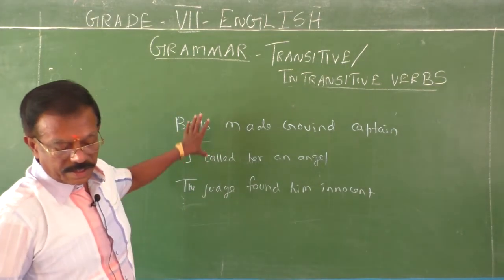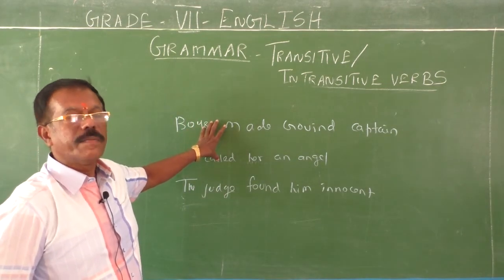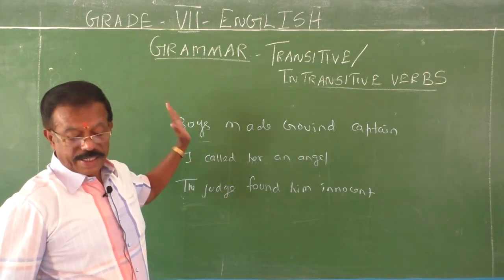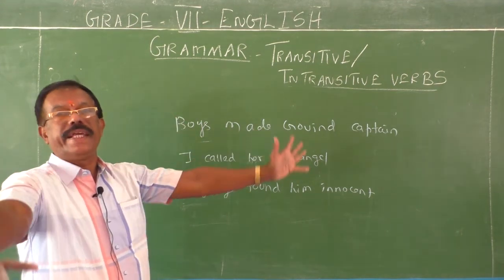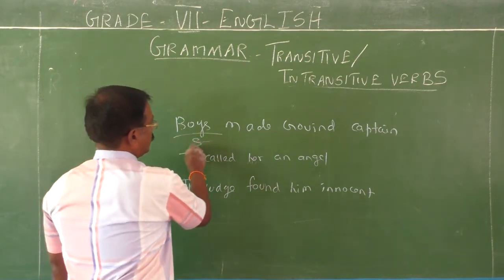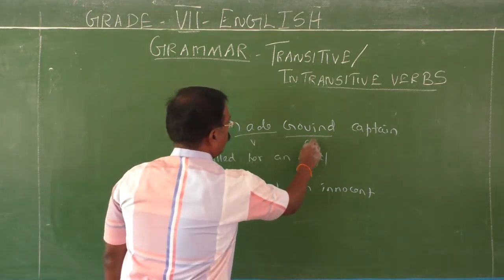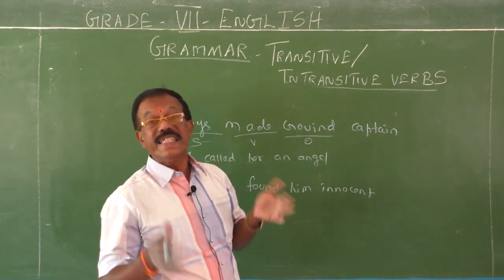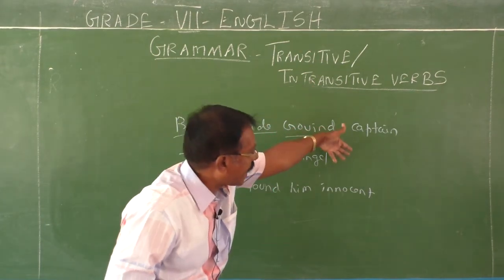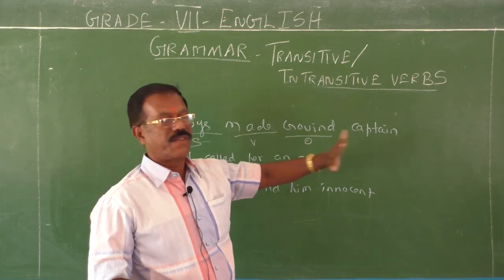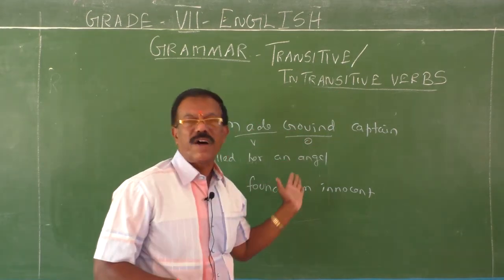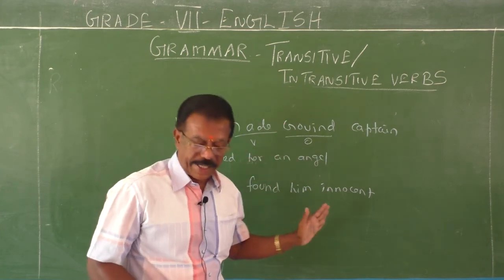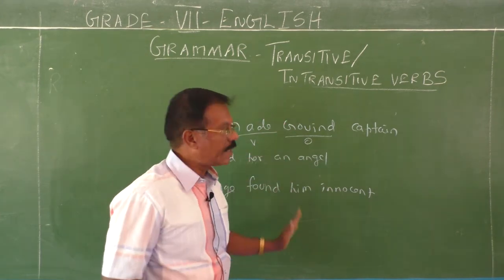They are transitive verbs, but at the same time they require something to complete. Therefore, transitive verbs of incomplete predication. Boys subject, made verb, Govind object. Boys made Govind, the sentence does not complete in its sense. It requires the captain, something to complete the sentence. Therefore, transitive verbs of incomplete predication. We see transitive verbs of complete predication and transitive verbs of incomplete predication.